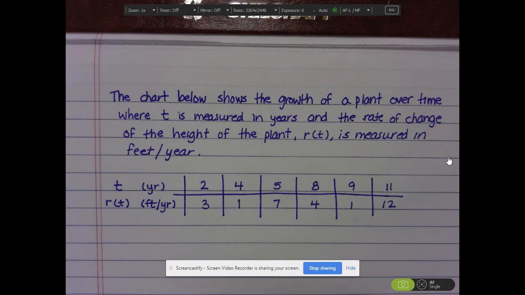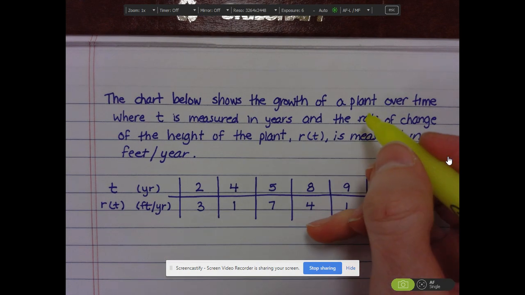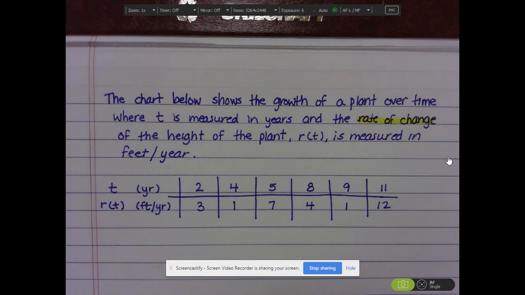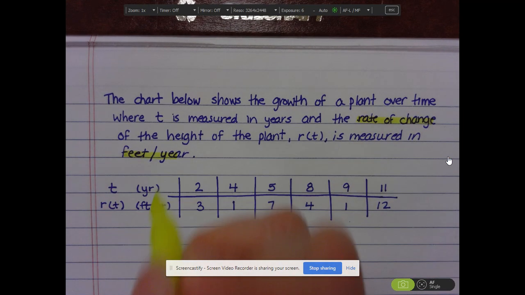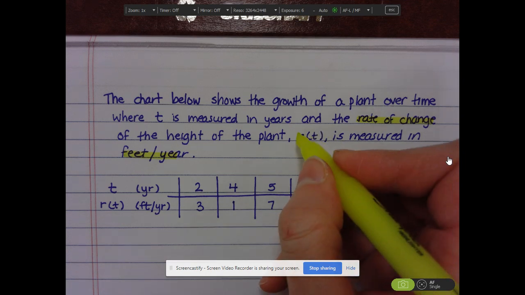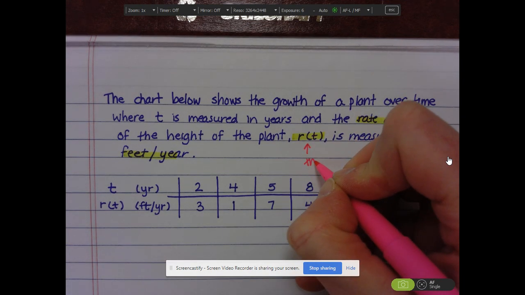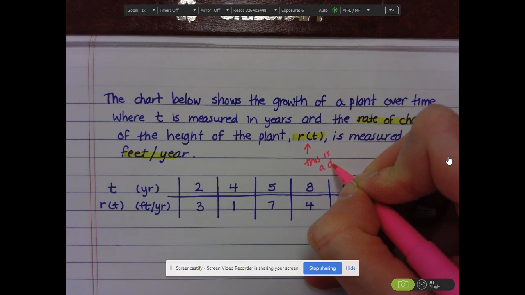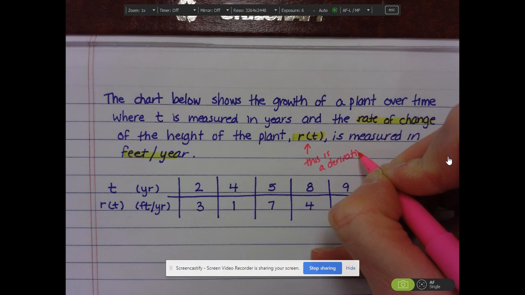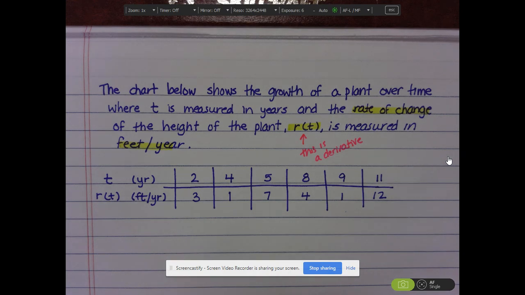Now here's where you're going to start to get confused, so you've got to make sure you really pay attention to the wording of the problem. Because it tells you that you have a rate of change, and you also have a unit of feet per year, that's indicating that R of T is a derivative. So this is a derivative. And everything we're going to be working with in the rest of the course is going to be knowing that we have derivatives and going back to those original functions.